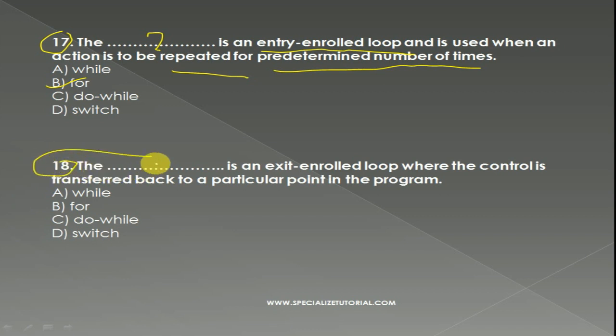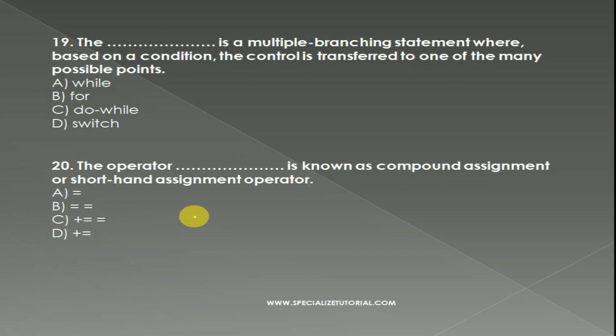Question number 18: what is an exit controlled loop? That was the entry controlled loop, and this is the exit controlled loop, where the control is transferred back to a particular point of the program. The answer is do while. The do while is the exit controlled loop where the control is transferred back to a particular point. So for is the entry controlled loop, and do while is the exit controlled loop. Now take the next question.